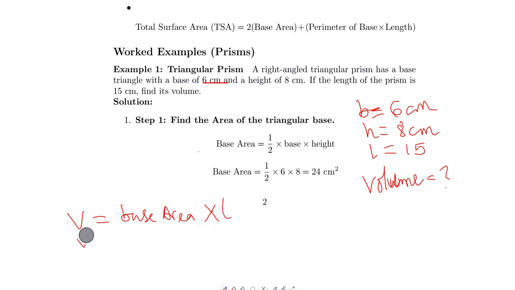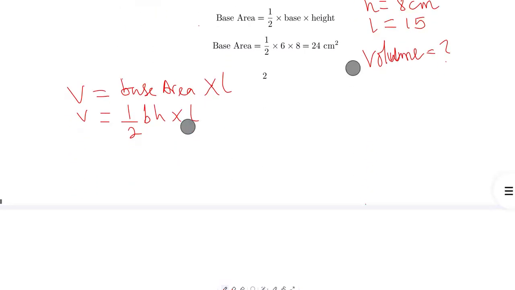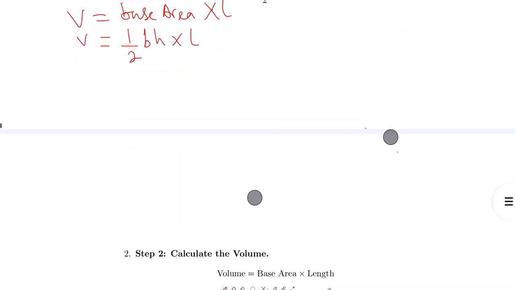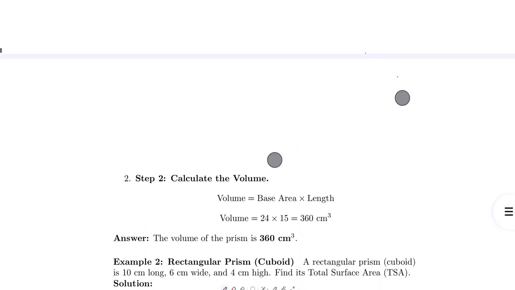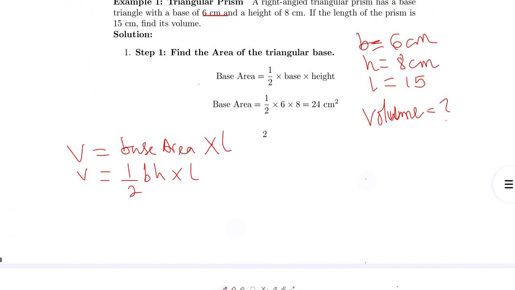And what's your base area for a triangular prism? That's half base times height. Then multiply by your L. So that is what you just need to write directly. That will give us 1 over 2 BHL.